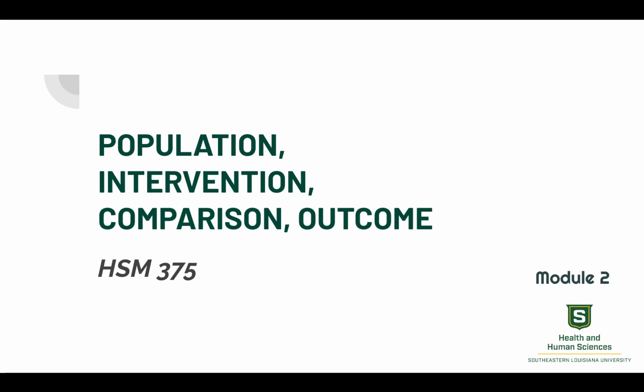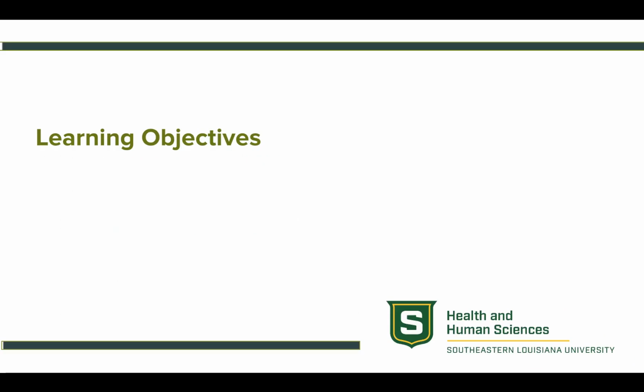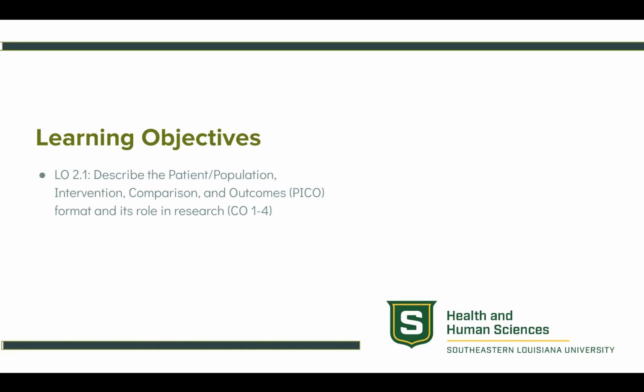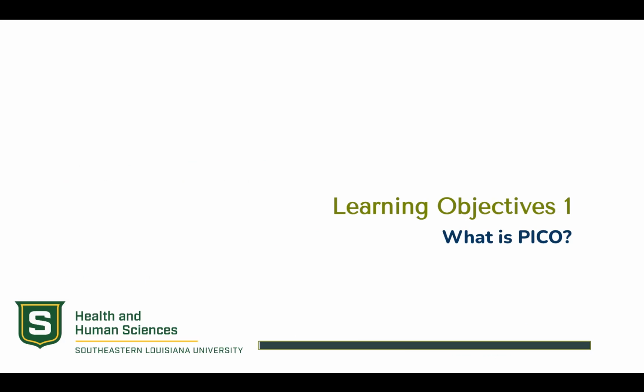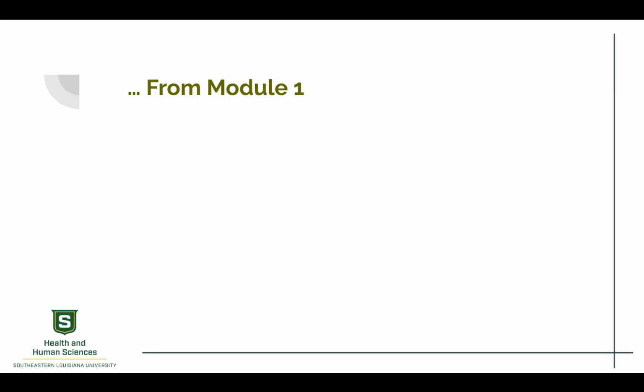There are three learning objectives for today's class. We're going to describe what PICO is, the format, and the role that it plays in research. Then we're going to discuss how to interpret PICO for research purposes, and finally identify a couple of PICO indicators in different research studies. I'm going to use two case studies for the third learning objective. All right, so what is PICO?